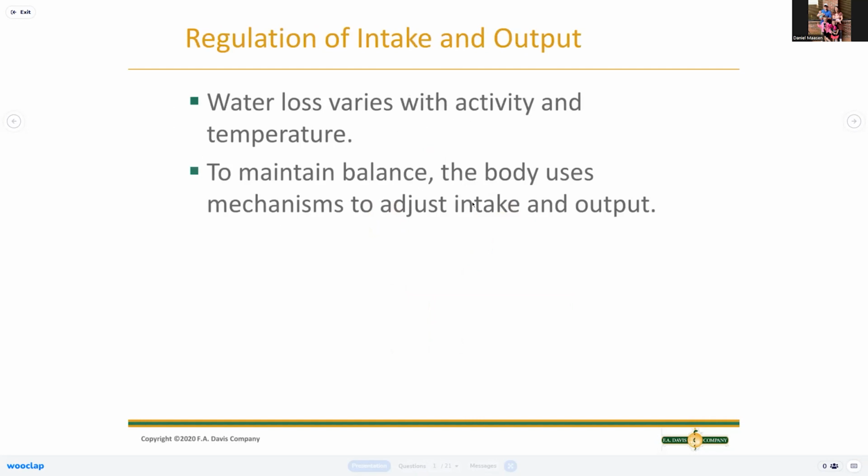So again, we're talking about the body wanting to maintain homeostasis. So no matter what, if I ever asked you about fluid balance and homeostasis, our body's always going to try to equal out whatever we take in with whatever our output's going to be. Okay.